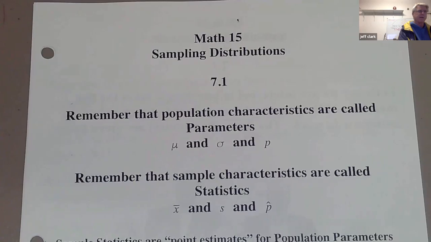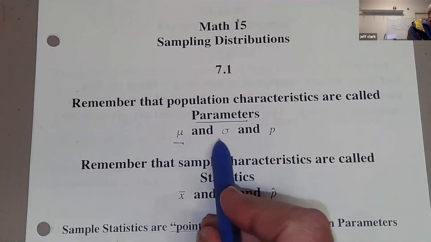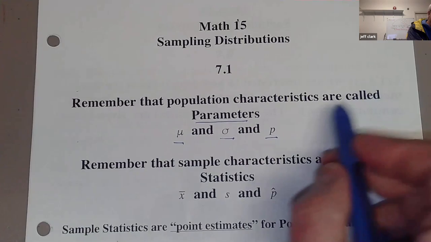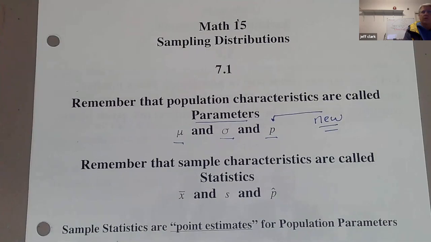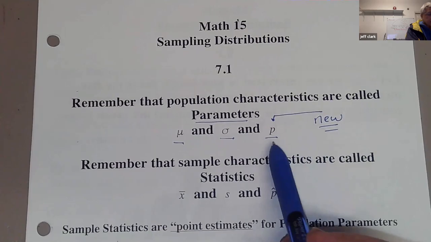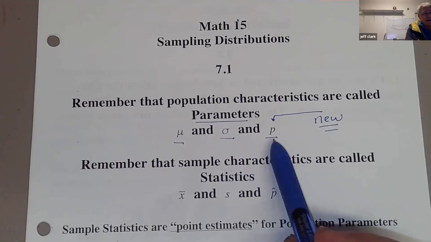There's a couple key words here. The word parameter deals with population symbols. So those are the three population symbols. This one here is new. This one is new. We'll come back to it at some point in time, but not right now. That looks like to you the probability of success, but it's going to be different. There's going to be an added definition to that.